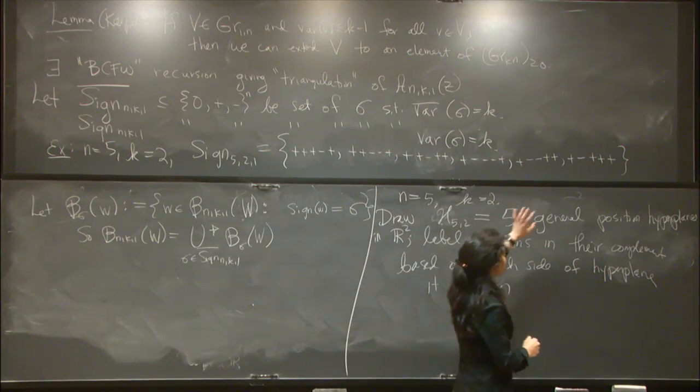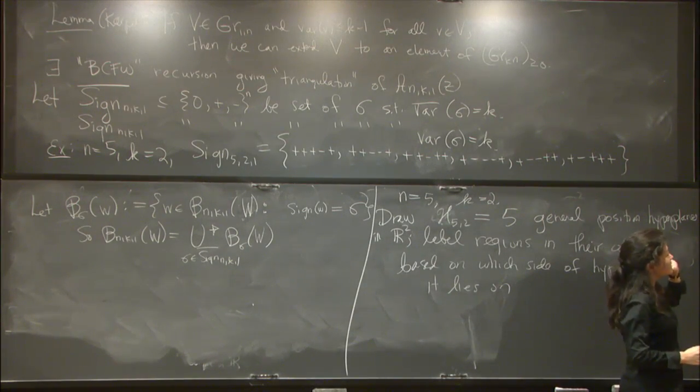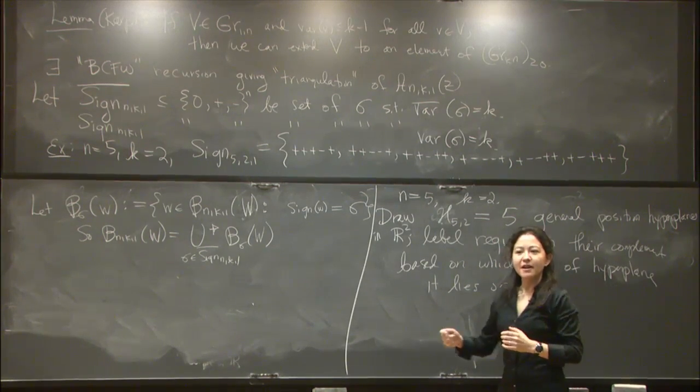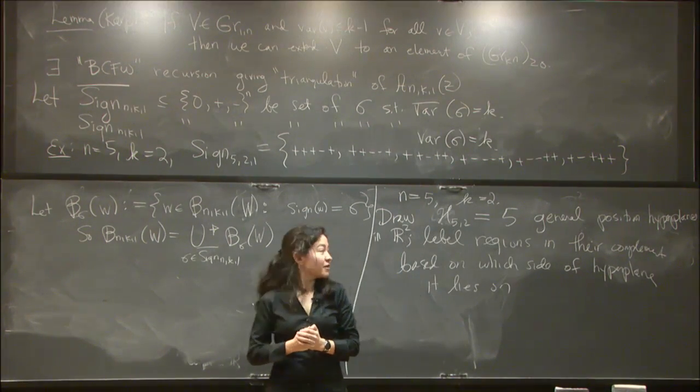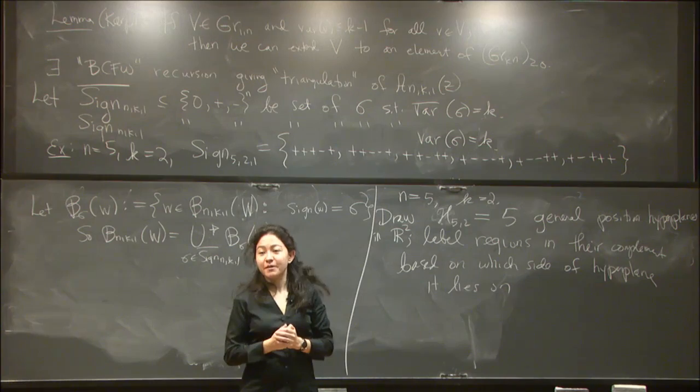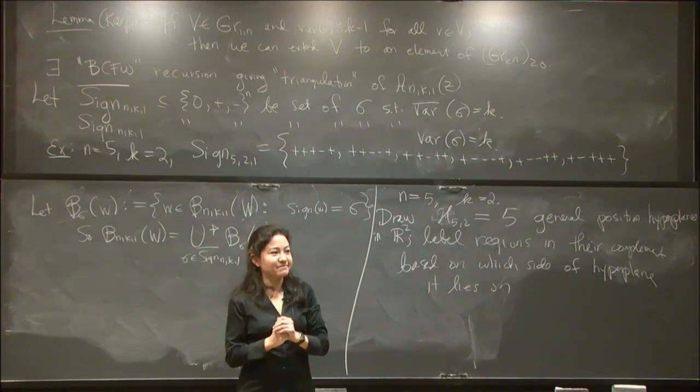I guess the main point is that these sign variation tools seem to be very powerful, and they're already helping a bit for understanding the case of m equals 4. So I'll stop there. Thank you very much.